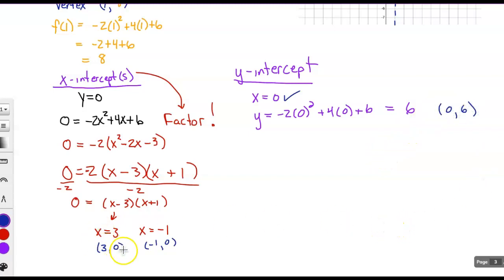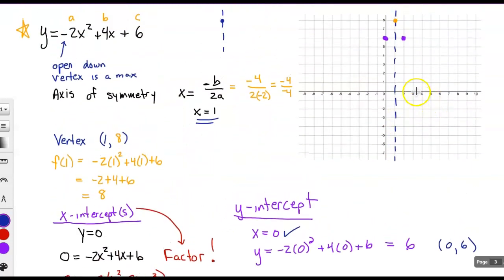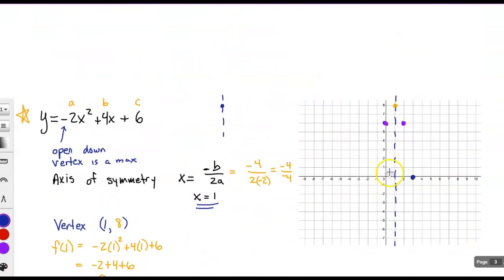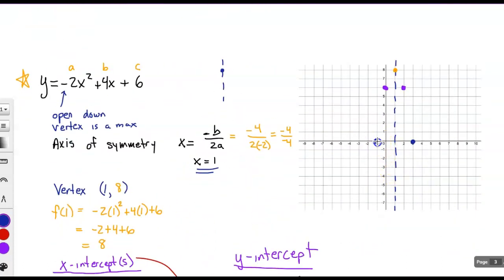Okay, so now I'm going to go up and I'm going to plot these 2 points. So I'm going to plot (3, 0), and I'm going to plot (negative 1, 0). And that's really all you need to graph the parabola. So now just connect your points. And that's your parabola.